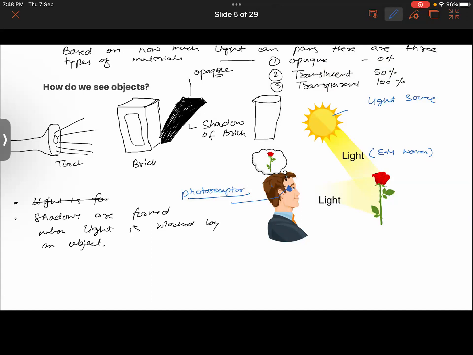So the type of shadow that is formed will depend upon the type of the material also. If it is opaque, a very dark shadow will be formed. If it is translucent, the shadow will not be very dark. If the object is transparent, no shadow is formed at all. Is that clear? Yes, sir. Okay, let's move ahead then.